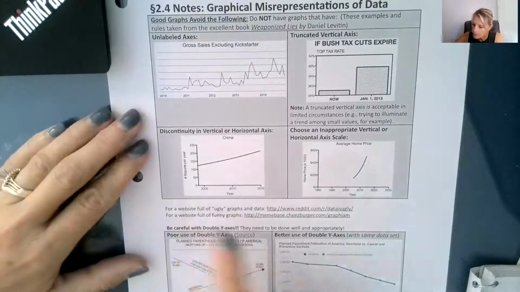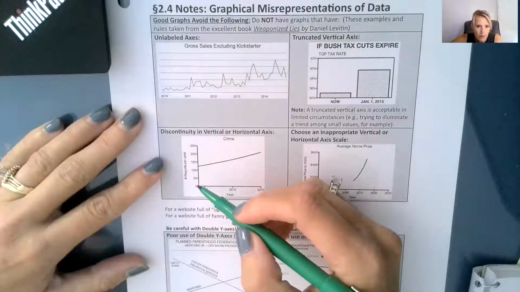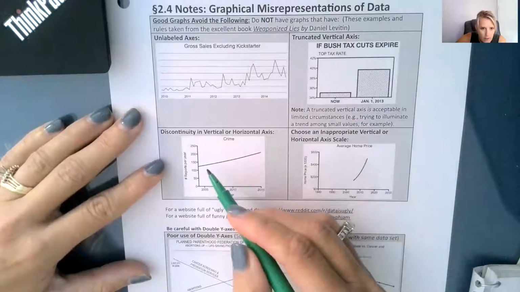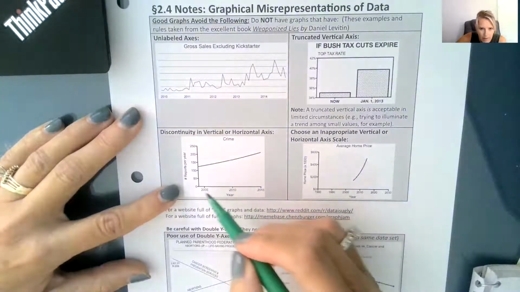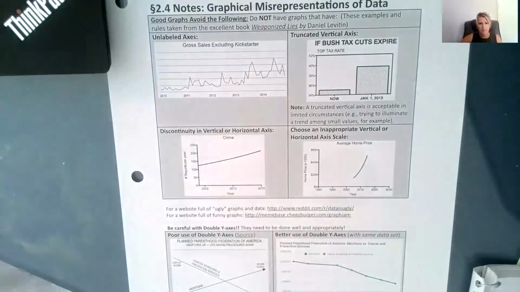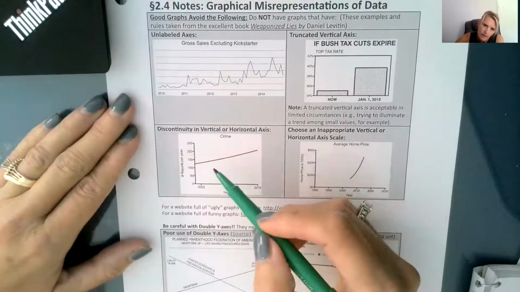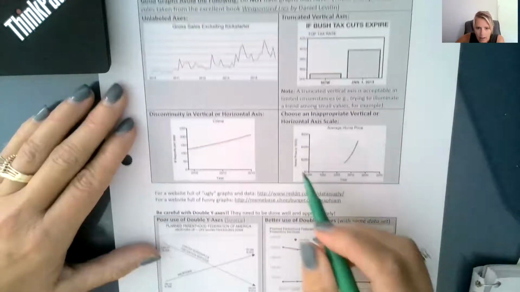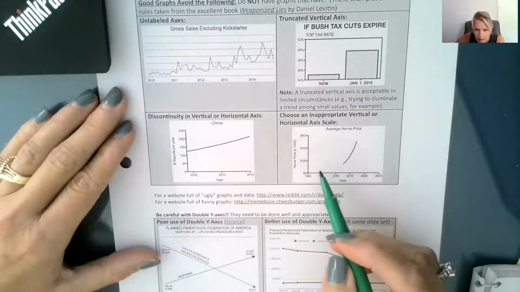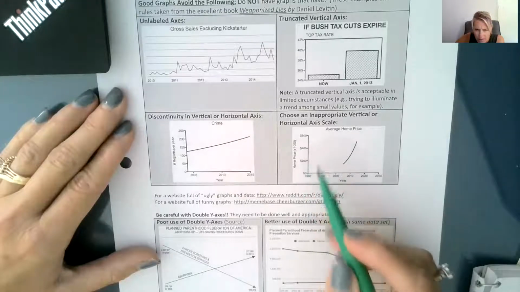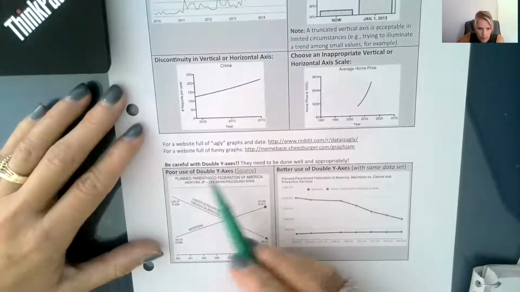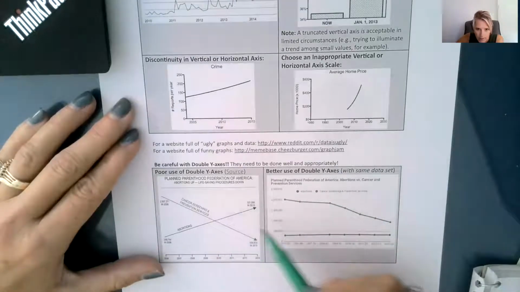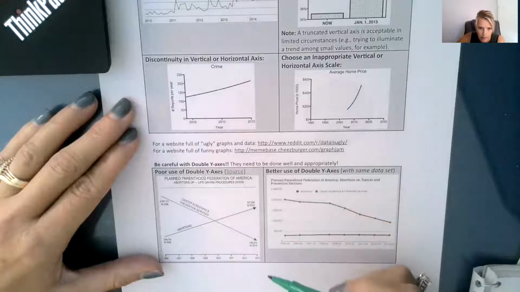So here, this goes 0 to 50. So by 50, by 50, by 50. But this starts at 2005. So it's not really coming together there. Choose an inappropriate vertical or horizontal axis scale. Yeah. So average home price. So kind of hard to follow here. Labeling is not good. Poor use of double y-axes. Oh yeah, this is really bad here. Better use of double y-axis, same data set. So same data set, at least they had some vertical axis here, a little bit better description.